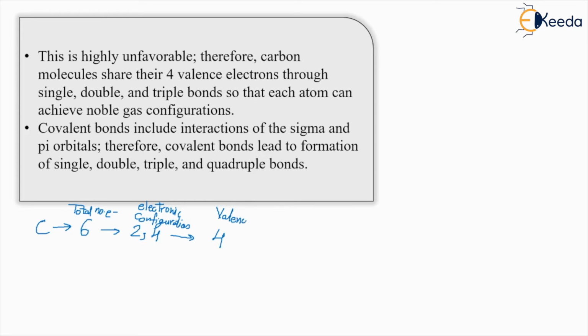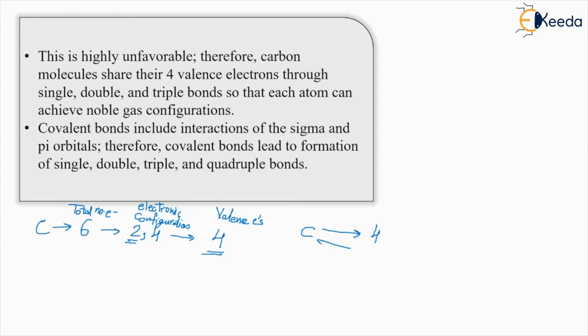Carbon has 4 valence electrons. That means it has 4 electrons in the outermost shell. Now carbon has many options. Either it gives away 4 electrons. If it gives away 4 electrons, what will carbon have? Only 2 electrons, which were there in the previous shell, and carbon becomes a duplet.